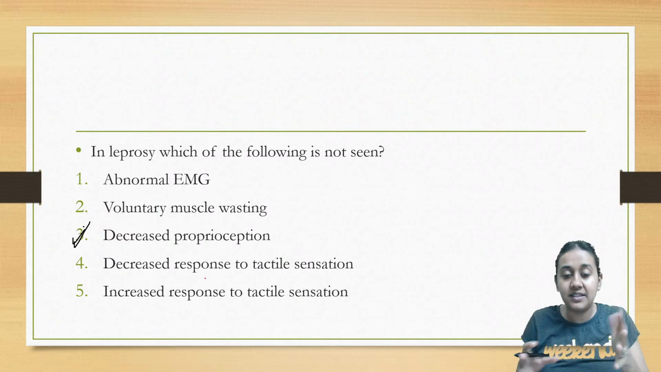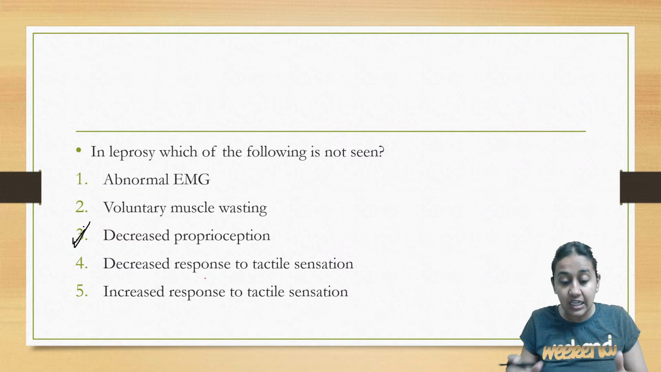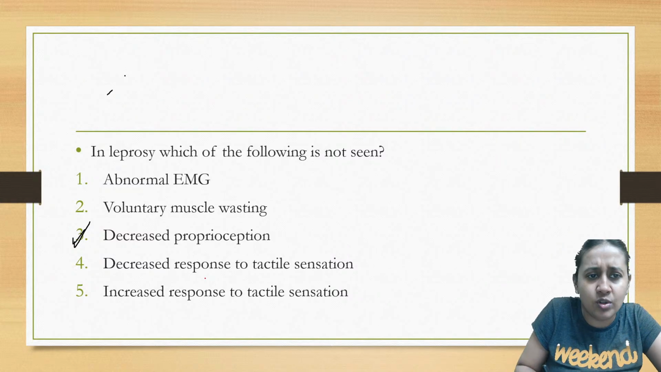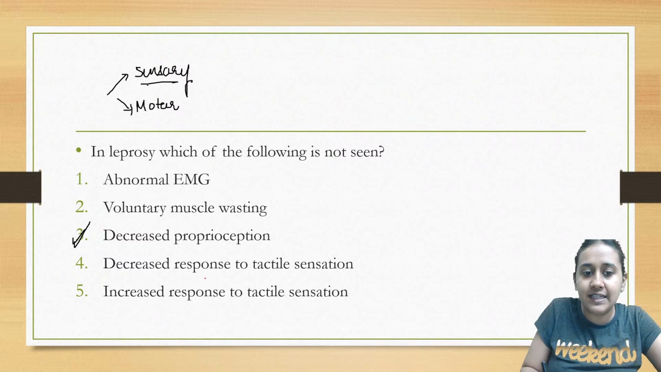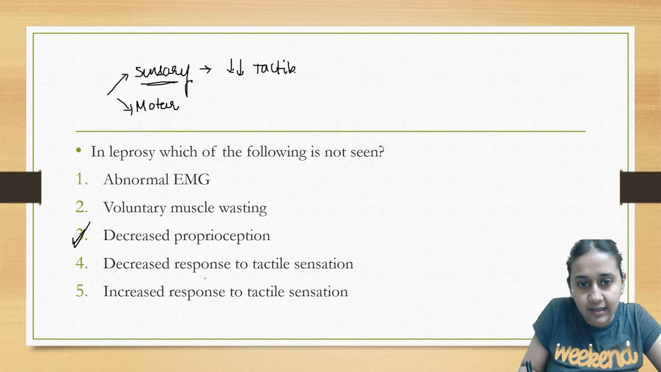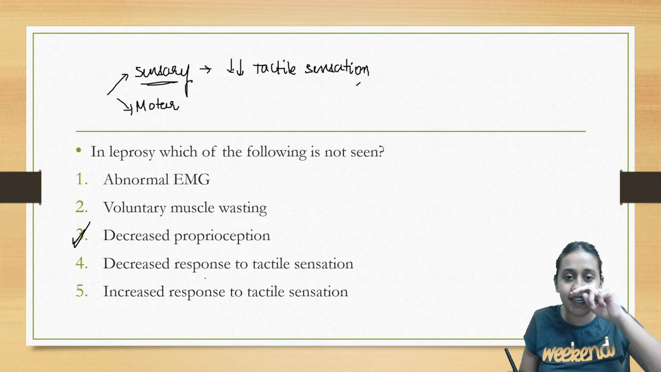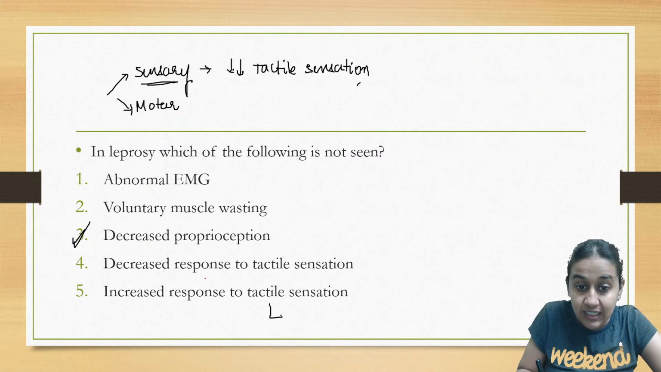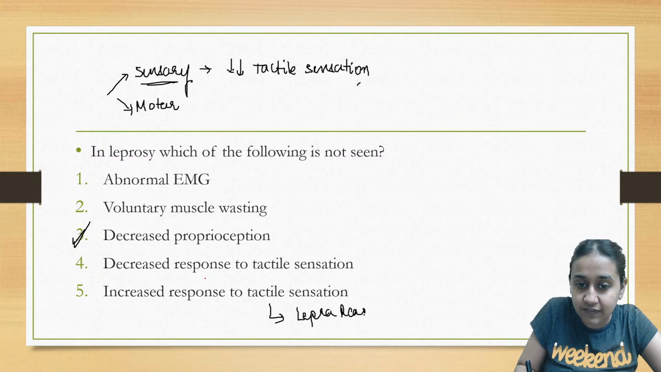So what is leprosy? Leprosy is a condition in which the nerves are affected, mainly the peripheral nerves. Now peripheral nerves have mainly two roles. One is sensory and another is motor. Because of sensory loss, you will see a decrease in tactile sensation. But why is there an increase in the response, or an increase in tactile sensation? Please remember, all my students, this occurs in case of lepra reactions.